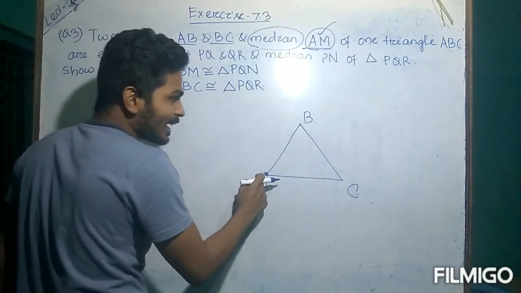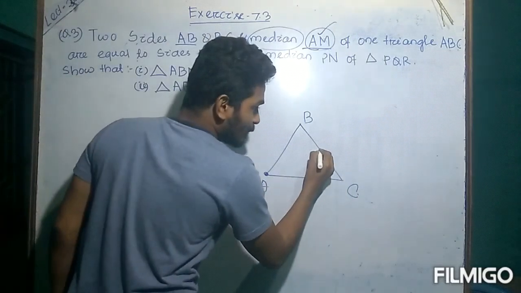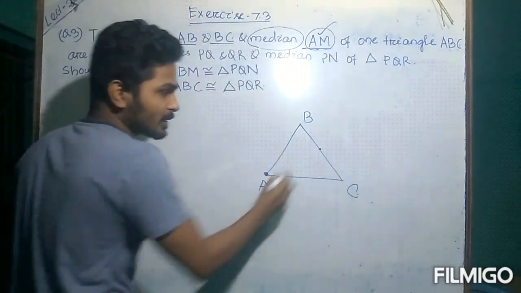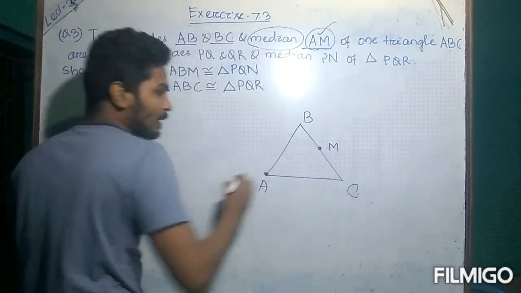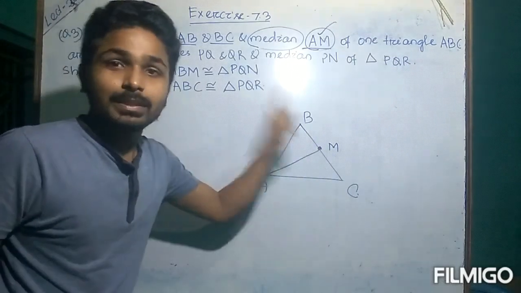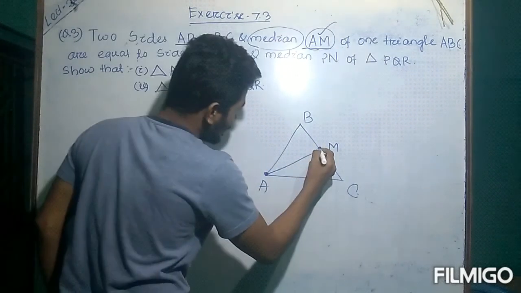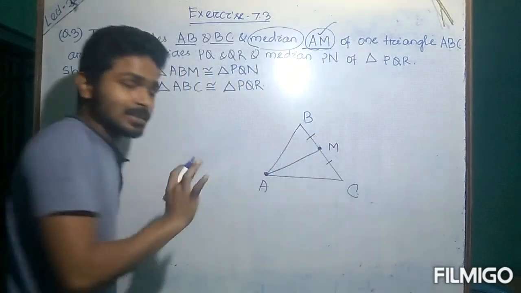So, what is the opposite side of the vertex A? BC. So here you have to find the midpoint of BC. Suppose this is the midpoint of BC. So this point is M. Now, join A to M. Now this AM is the median. Since M is the midpoint, it means this distance is equal to this distance.